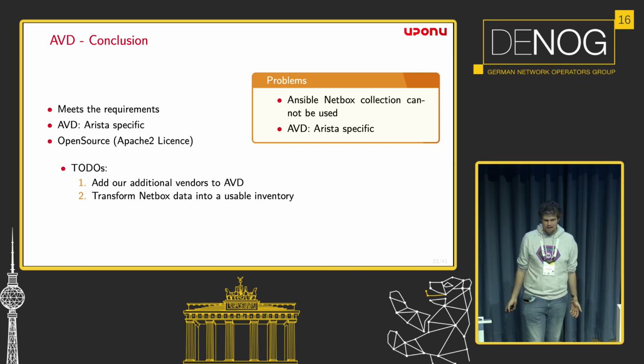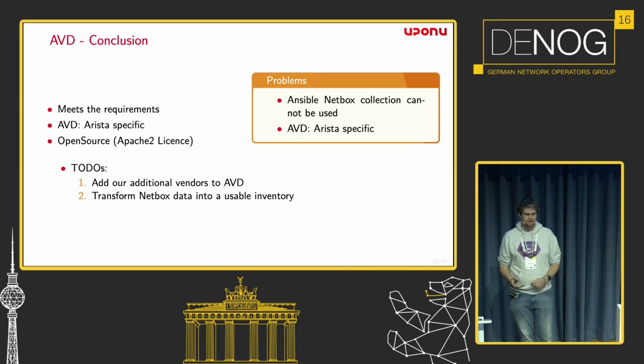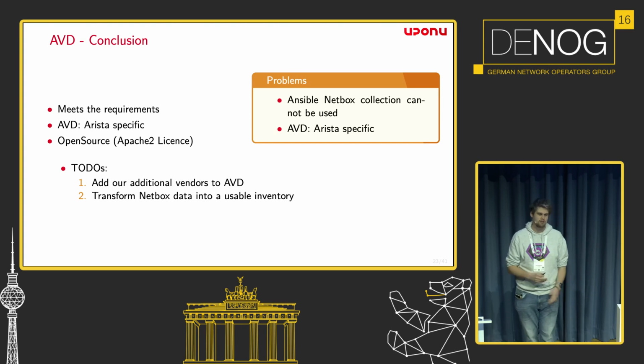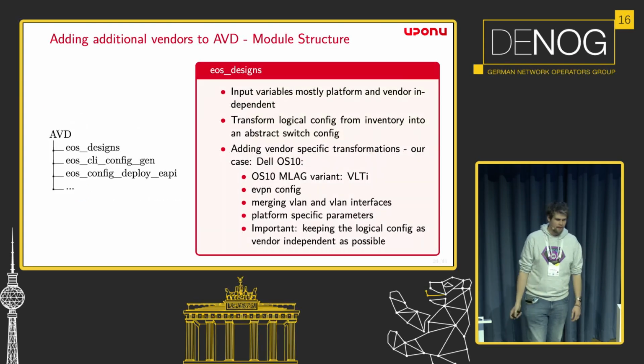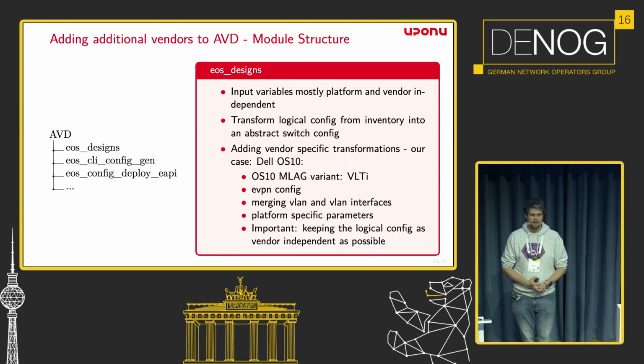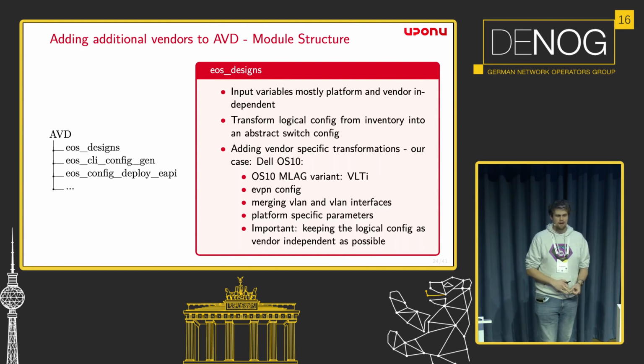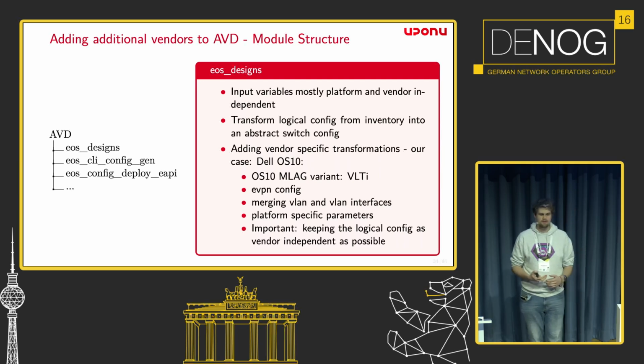So what were our to-dos? We have to add additional vendors to the AVD and transform the Netbox data into this kind of inventory that I showed before. For adding additional vendors to the AVD, the input variables in the design process are already mostly vendor independent. And then transform this logical configuration into the abstract switch configuration.